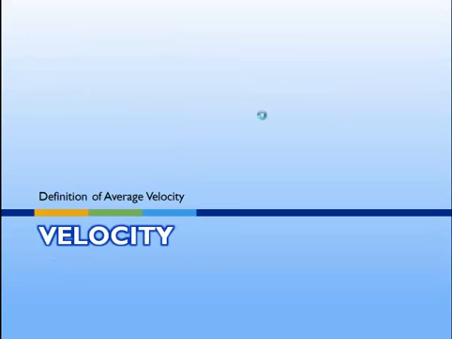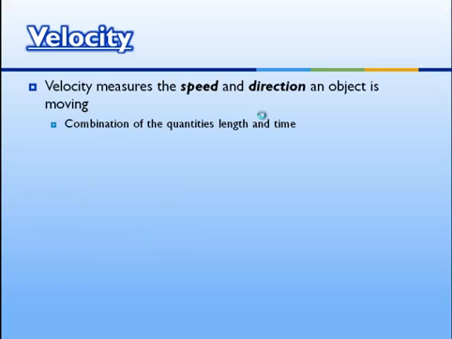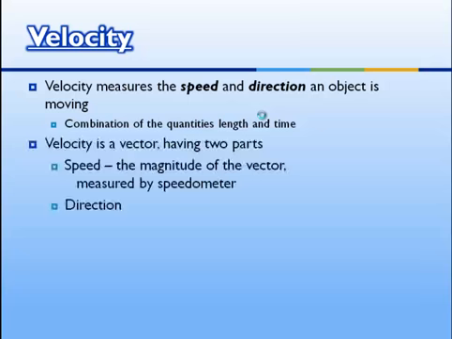The first major quantity in kinematics that we will study is velocity. Velocity is the measurement of the speed, but also the direction an object is moving. It combines two quantities that we've studied so far, length and time. Velocity is a vector, meaning it has both a speed, but it also has a direction. Now the speed is the magnitude of a vector, and that's what's normally measured by your speedometer, whereas the direction might be forward, backwards, up, down, left, right. So it could be even a combination of some of those things.